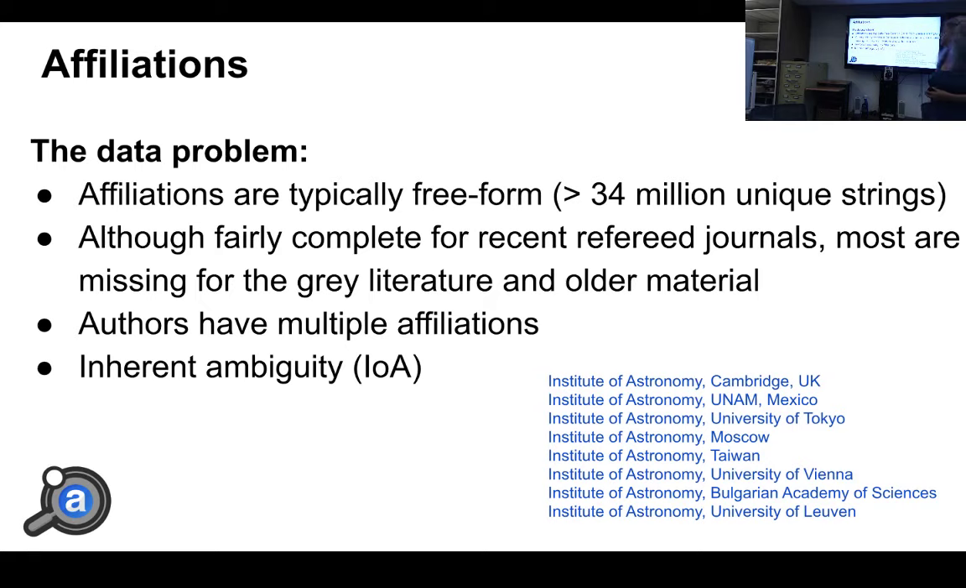The problem with the data is that the affiliations are typically free-form. You might have phone numbers, office numbers, mail stops, all sorts of things. In ADS, there are more than 34 million unique strings in all of our abstracts. Although it's fairly complete for the recent refereed journals, we don't have it for most of the early literature, and we don't have it for conference proceedings, and you need to be able to communicate to the user that what they're searching is not a full, guaranteed complete search.